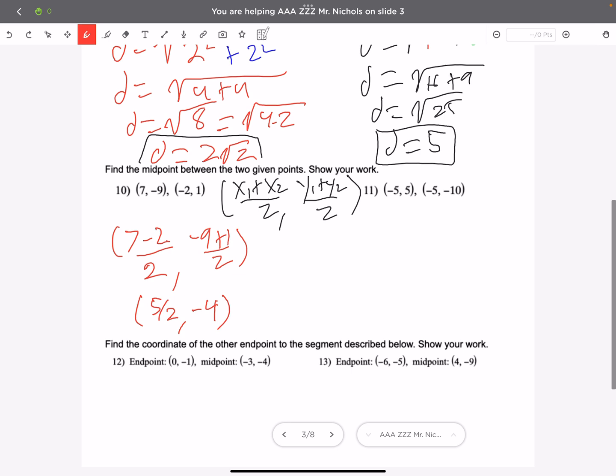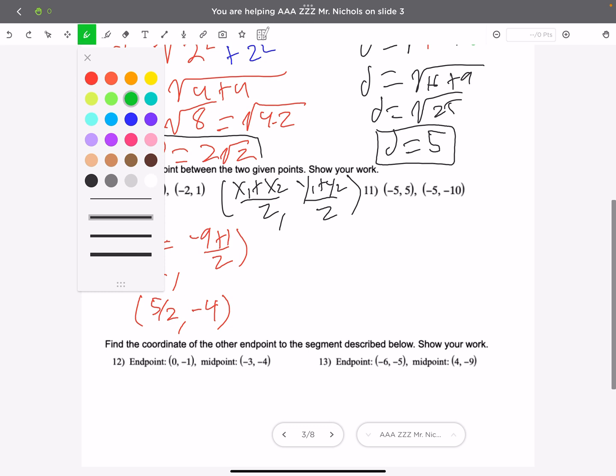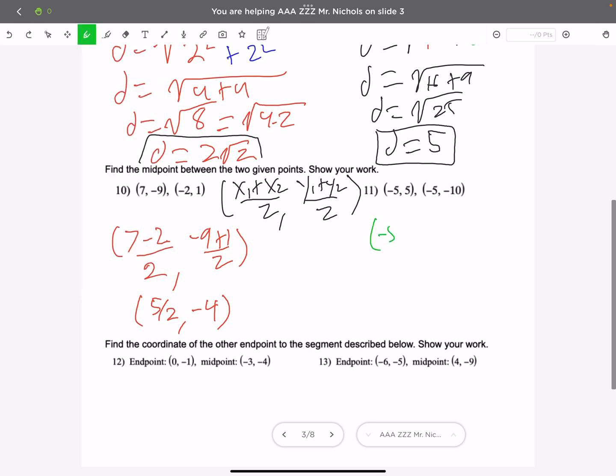And then here, for number 11, we'll do -5 plus -5 divided by 2, and 5 minus 10 divided by 2, right? Because -5 and -5 are my 2 x's. And so that's just going to be -10 divided by 2 is -5, so we end up with -5. Notice that that is not 0. And then this is going to be -5 over 2. And honestly, you could leave it like this or rewrite it as -2.5.